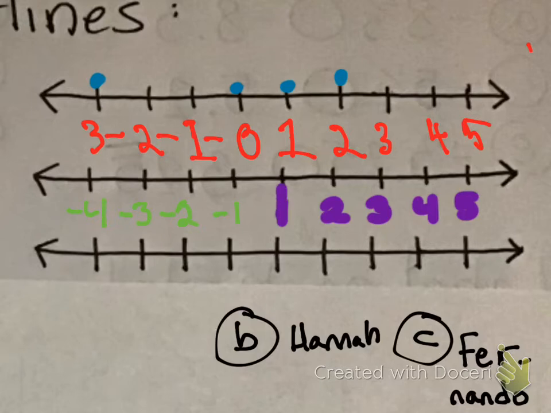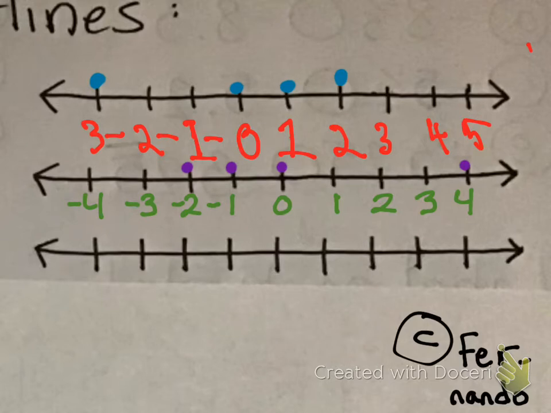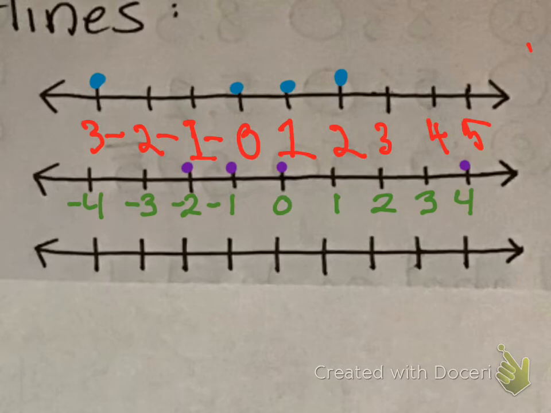Pause it so I'm giving you time. Perfect. So Hannah did this perfectly. We initially had a small mistake, but she looked back and fixed it, and now we have it graphed perfectly. Thank you so much, Hannah. Now I want to invite Fernando up to do number C. So Fernando's going to be graphing C.